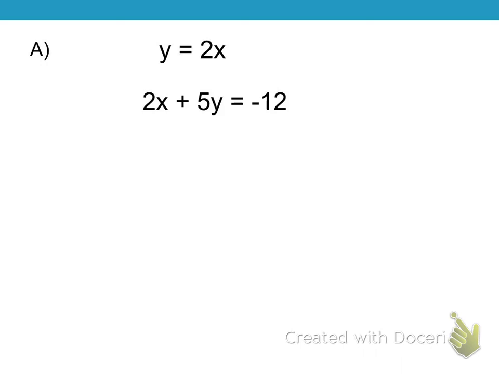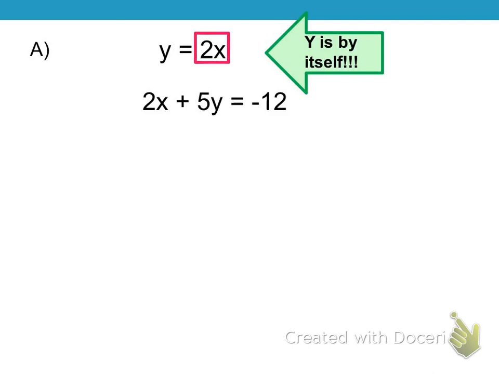So, step 1. Get a variable by itself. Do we have a variable by itself already? Yeah. Do you see how this y is already by itself? That's good. Put a box around what y equals. Y equals 2x. Now, I'm going to plug that in for the y in the other equation. So y and 2x are the same thing. Take the y out of the second equation, plug in a 2x.